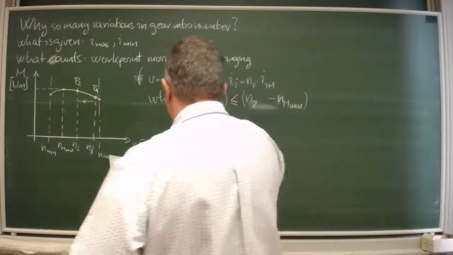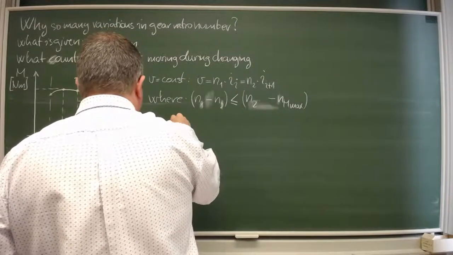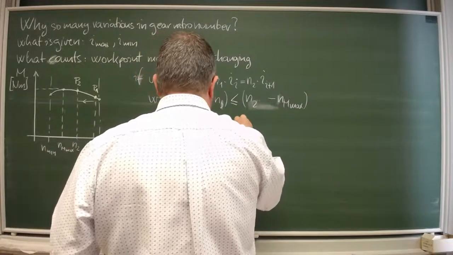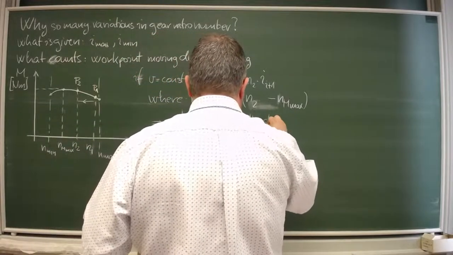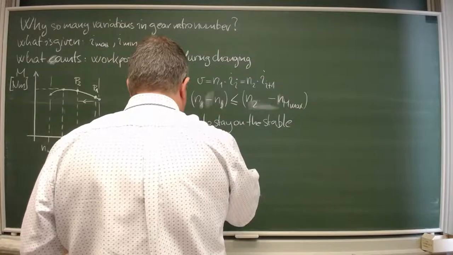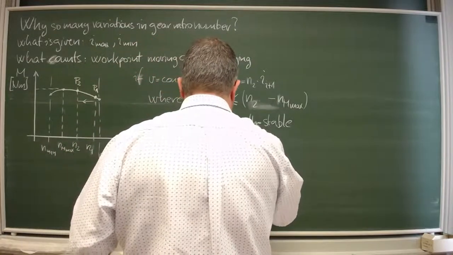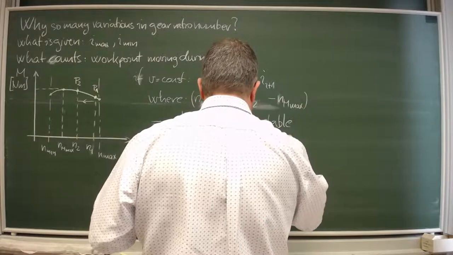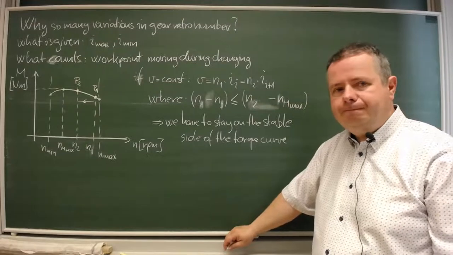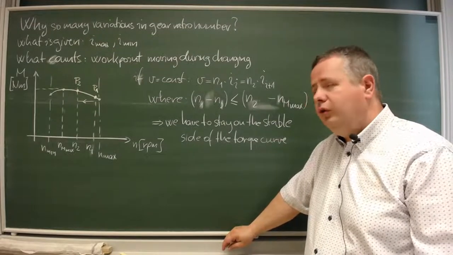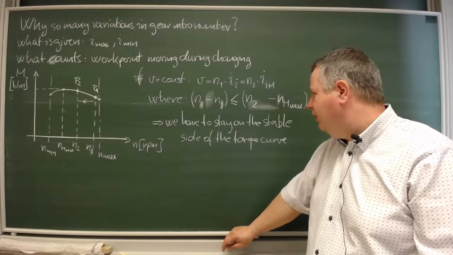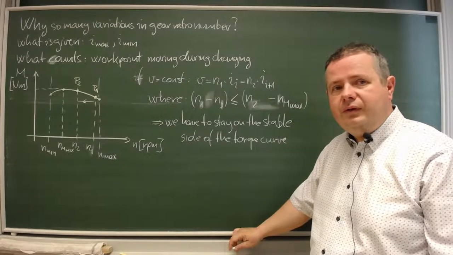So here we have to stay on the stable side of the torque curve, for sure. And this is the most important thing. That's why we have different number of ratios. The single purpose is to keep on the stable side of the torque curve. Okay?